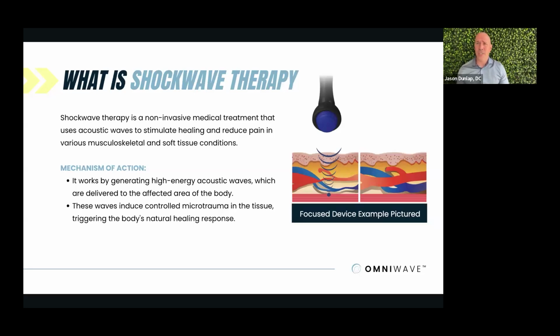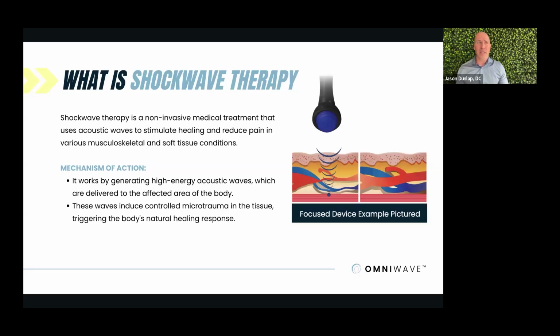When we cause inflammation, what happens? Blood flow comes to the area, growth factor, stem cells, and they start to heal that microtrauma that we just created. The high energy acoustic waves, when they cause this microtrauma, it can be painful with the radials. It can be painful with some of the focus machines that are out there.